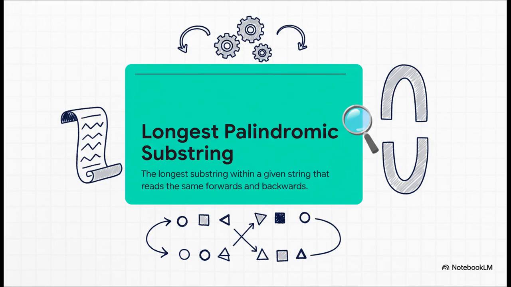So what we're really trying to do is find the longest substring inside a given string that is a palindrome. For instance, if you have the string "babad", you can spot "bab" and "aba". Both are palindromes, they're both 3 letters long, so either one would be a totally valid answer. That's the core challenge we're tackling.